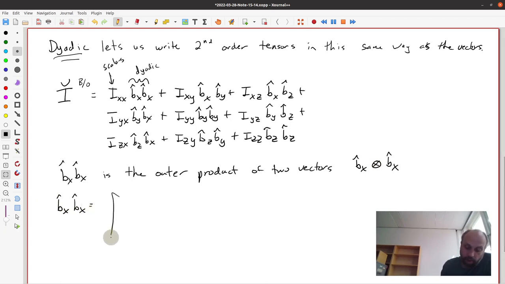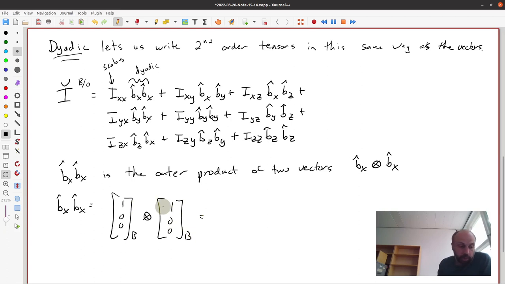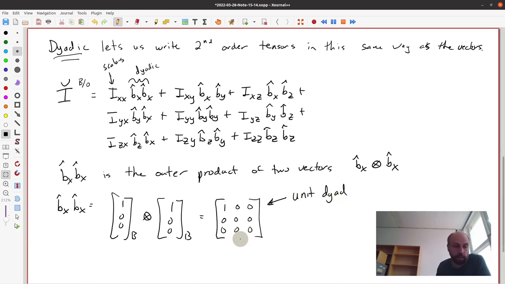So if I have 1 0 0 as my vector in B, and I outer product that with a 1 0 0, the same vector in B, then you transpose the second one and you take the matrix product, and you will end up with a 3 by 3 matrix that looks like so. Right? So notice, just like a unit vector has the single one and two zeros, we still have a single one and all zeros in this new 3 by 3 matrix. We're going to call this kind of matrix, where there's only a single one in one of the entries, a unit dyad. So just like a unit vector, we have a unit dyad that represents the unit element of a 3 by 3 or a second order tensor here. Okay, so this is analogous to a unit vector for vectors.